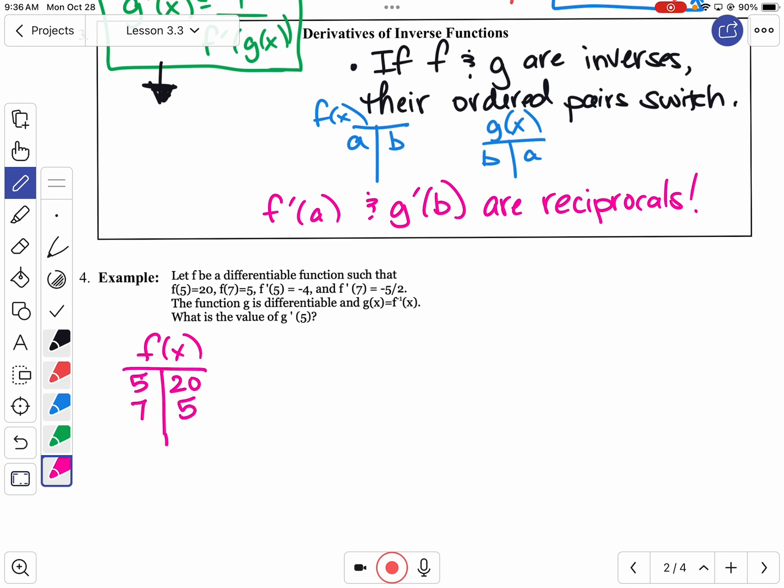It also tells me that f prime at 7, so I'm going to draw a separate table, f prime at 7 is negative 5 over 2. I'm just taking the information that they've given me and jotting it down. The next thing it tells me is that g is differentiable and that g is equal to f inverse. So they are inverses. Now that I know f, can I get a table for g? Yes. So what would that table be?